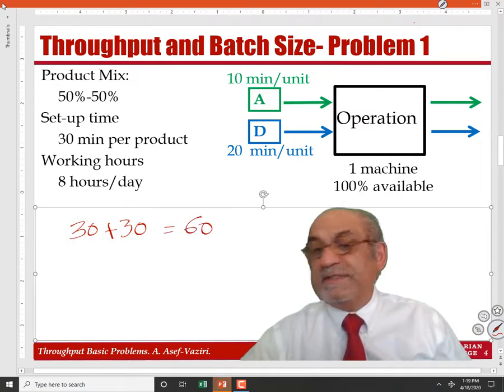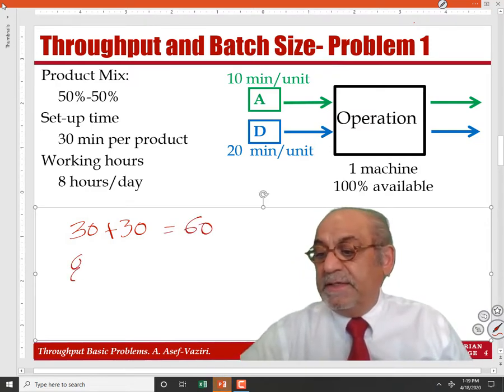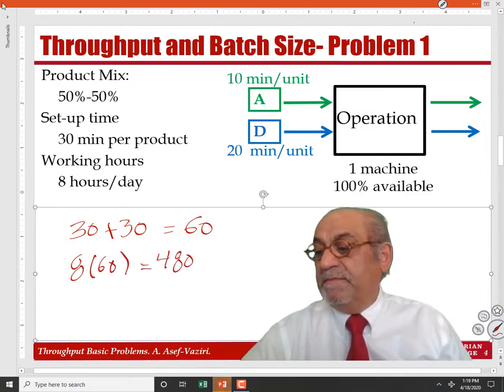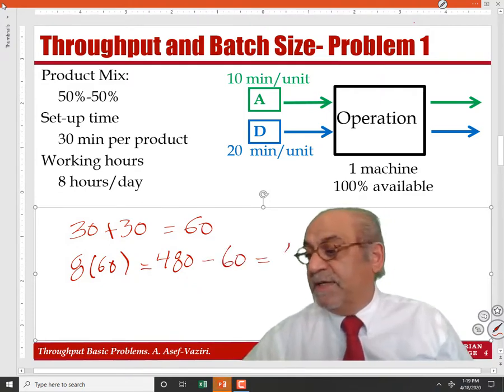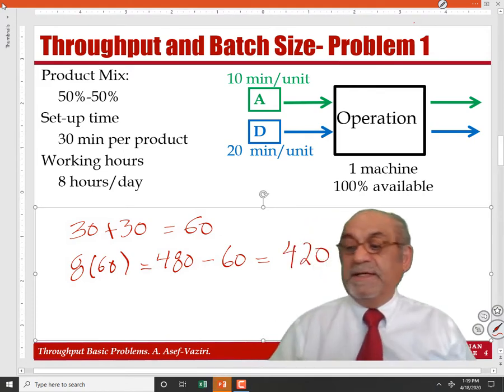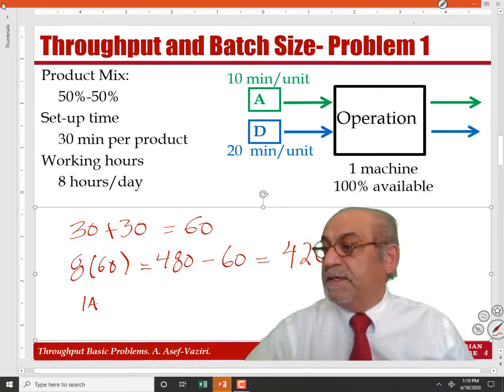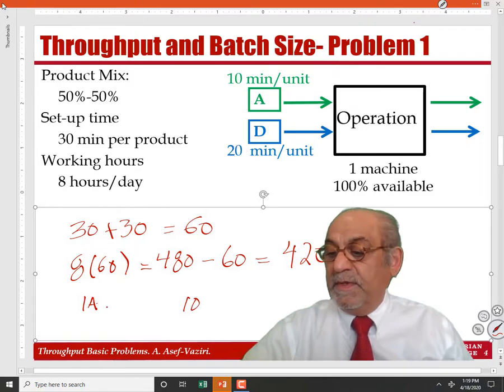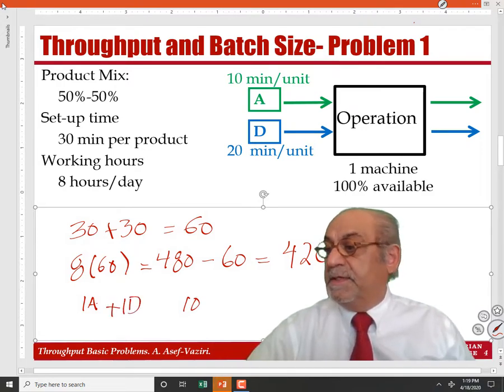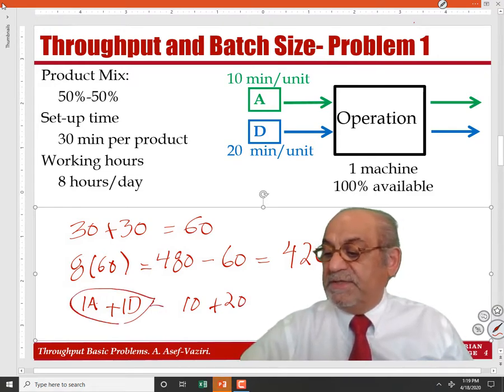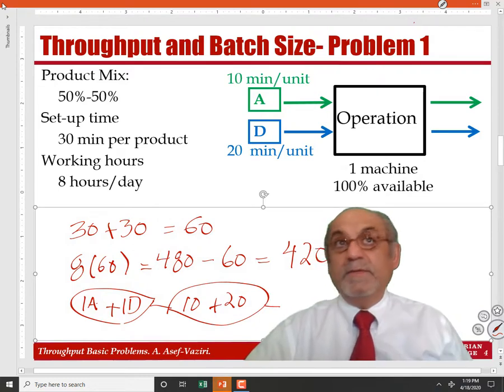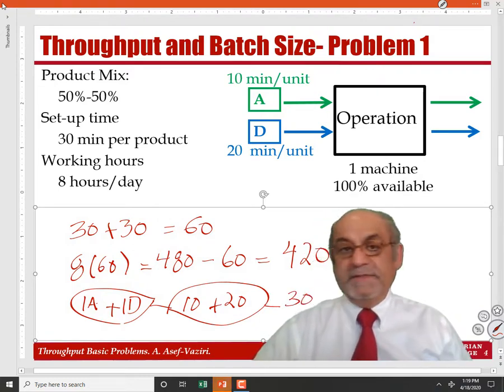The total of these two is 60 minutes. A day is 8 hours times 60, which is 480 minutes. 60 minutes of it goes for setup time. I will have 420 minutes. 1A needs 10 minutes. 1D needs 20 minutes. So 1A plus 1D needs 10 plus 20, which is 30 minutes.